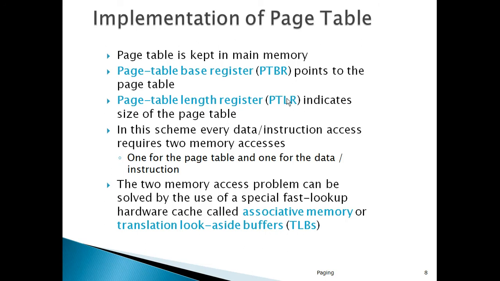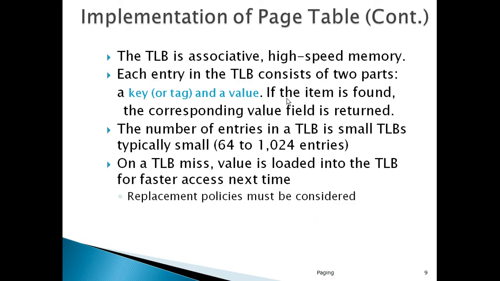Now, to avoid this problem, there is one standard solution, that is the use of the translation look-aside buffer, that is, the use of TLBs. Now the TLB is a fast cache memory which is used to store the pages. The TLB is an associative high speed memory. Each entry in the TLB consists of two parts. First is a key and second is a value. If the key item is found, the corresponding value field is returned. The number of entries in the TLB is small, typically in the range from 64 to 1024 entries.